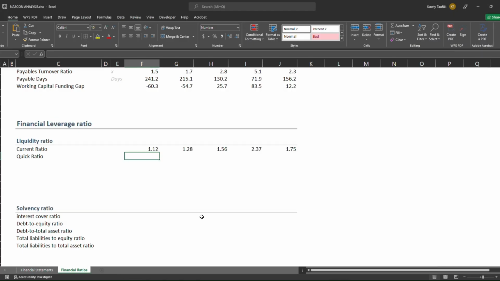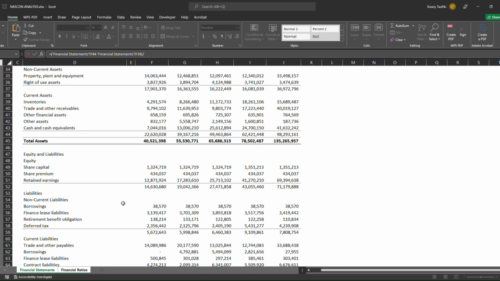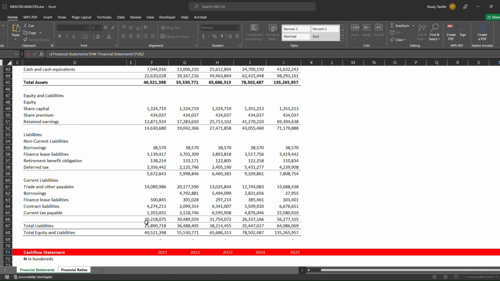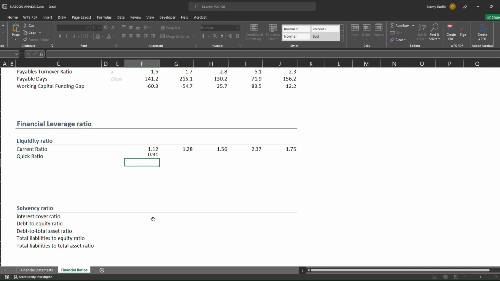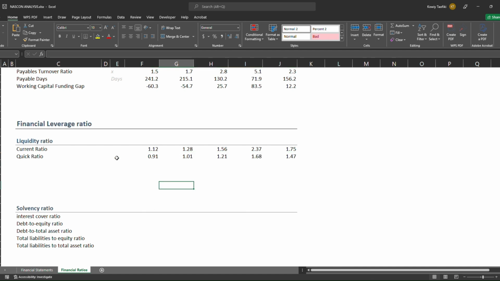So I'm just going to come down to 2021 and start with a bracket because I'm going to be removing inventory from the overall current assets. Go down to my balance sheet under the current asset segment. I'm just going to take in total current assets minus the inventory segment. Then I'm going to close the bracket. Then divided by the overall total current liabilities. Then I have enter. So I'm just going to copy this down to the right also. So we have the composition of our quick ratio alongside our current ratio.